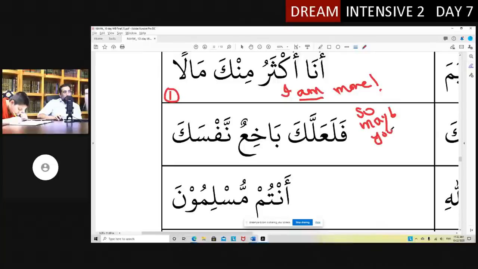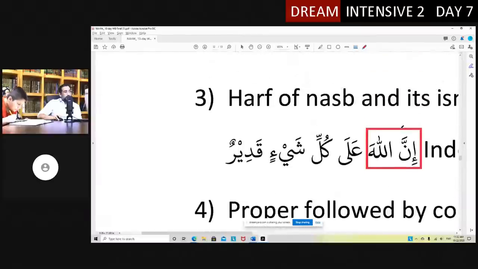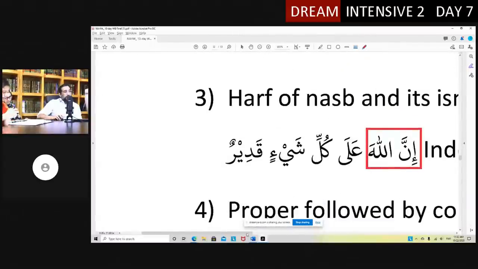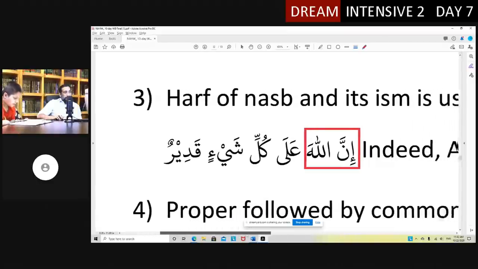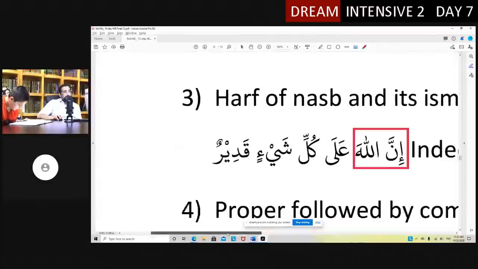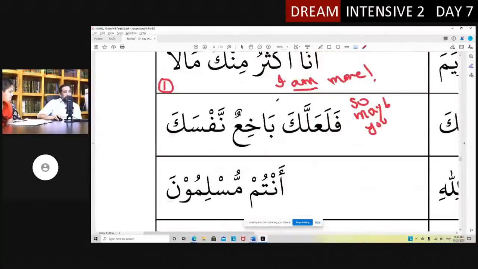Now, before we go any further, I want you to go up and look at number three. A harf of nasab, and its ism is usually followed by what? Was this a harf of nasab? Yeah. And what was its ism? Ka. That should usually be followed by is. So maybe you are. You see where the R came from? Okay.